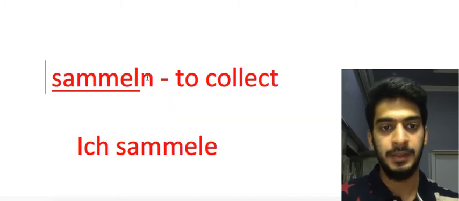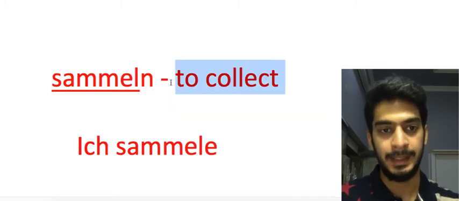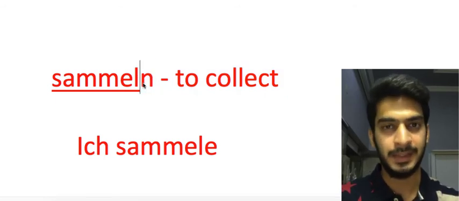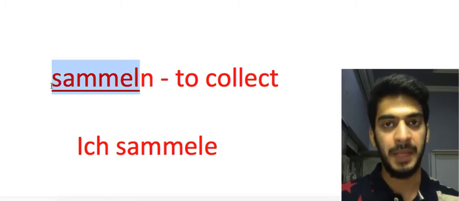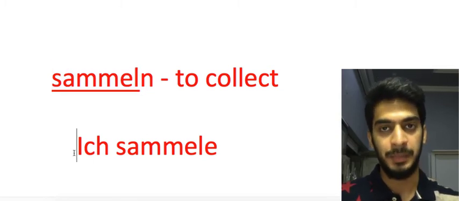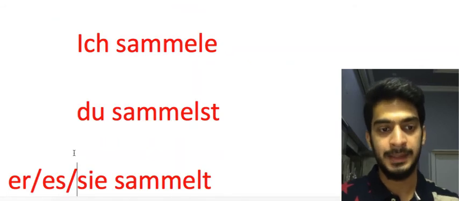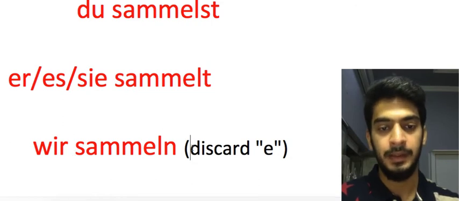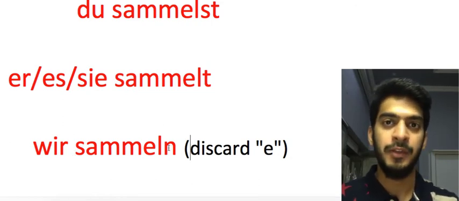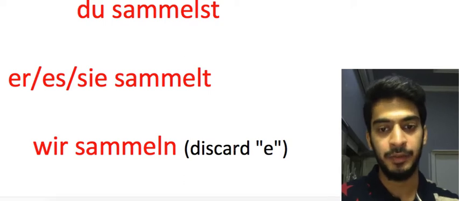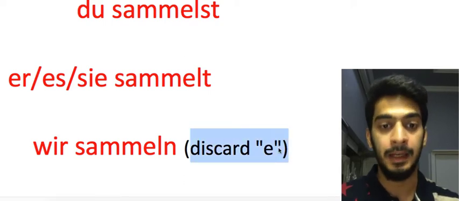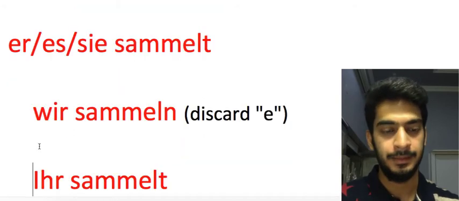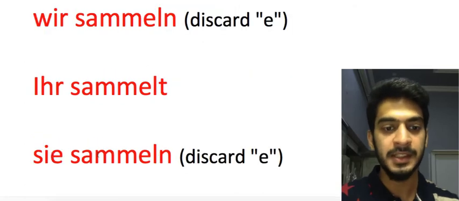The verb here is sammeln, which means to collect. In this particular verb, we have the ending N. So, after discarding this, we have the verb stem sammel. So, ich sammle, du sammelst, er sammelt, wir sammeln. As we all know, the pronoun wir has the ending en. So, we have to discard e from the ending en. So, n is the left out letter. Wir sammeln. Ihr sammelt. Sie sammeln.